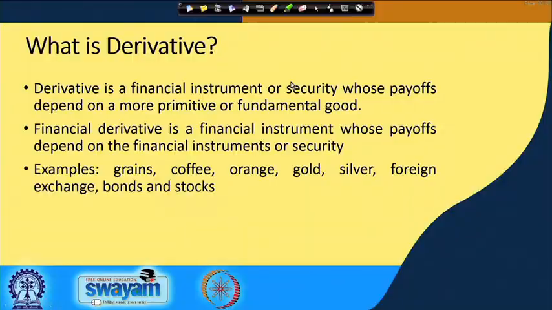So, let us see what a derivative is. A derivative is basically an instrument or security whose payoff depends upon a more primitive or fundamental good. How does it basically work? If you see, there is a company who basically makes potato chips.